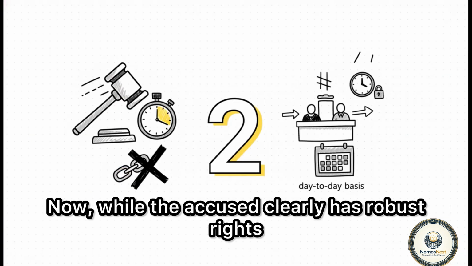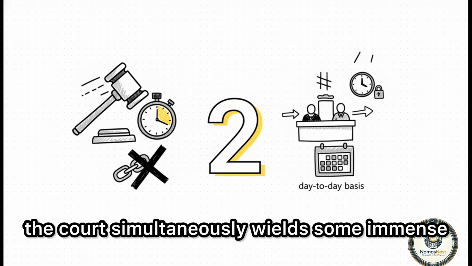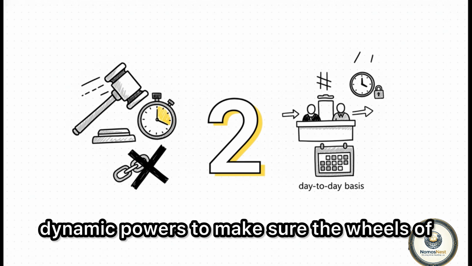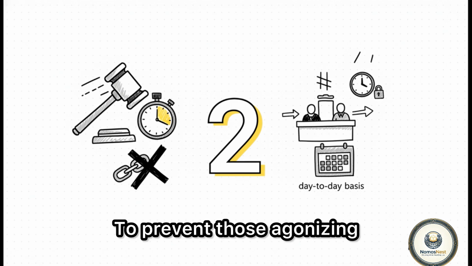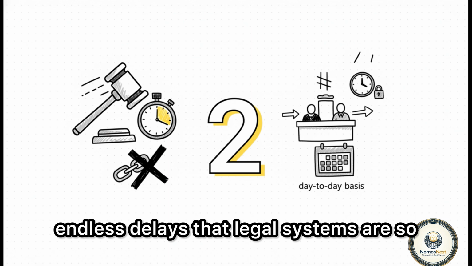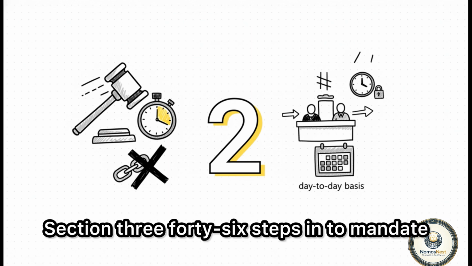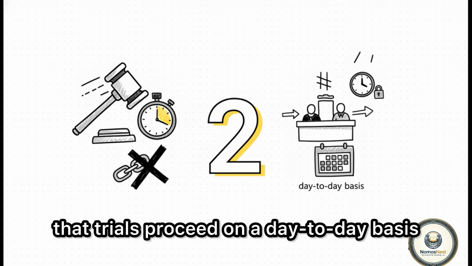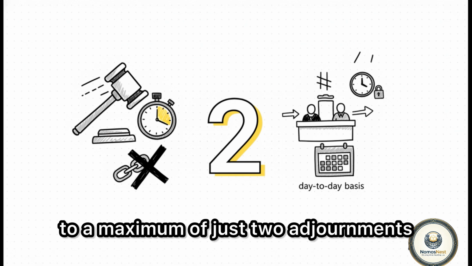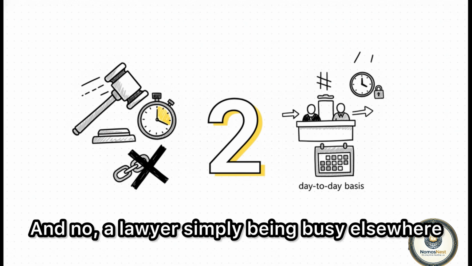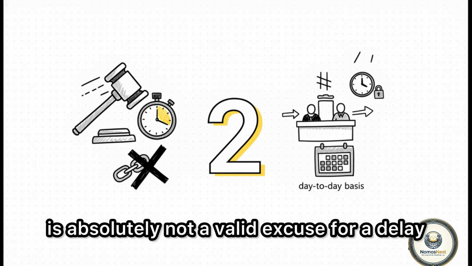Now, while the accused clearly has robust rights, the court simultaneously wields some immense, dynamic powers to make sure the wheels of justice don't just, well, stall out completely. To prevent those agonizing, endless delays that legal systems are so often criticized for, Section 346 steps in to mandate that trials proceed on a day-to-day basis. In fact, the law strictly limits the court to a maximum of just 2 adjournments.